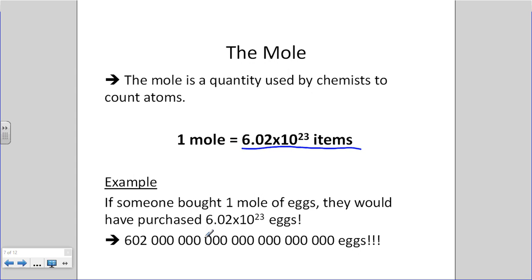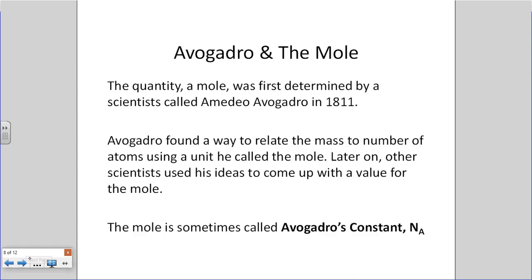If you were to buy 1 mole of eggs, that would mean you would have purchased 6.02 times 10 to the 23 eggs. Or if we expanded that all out, this is what it looks like here. That's a crazy amount of eggs. Now, obviously, eggs are a lot bigger than atoms, so using moles with eggs isn't really practical. But if we think back to our example with the iron in the needle, instead of writing out 80 quintillion atoms, we could use the mole to help us figure out how many items that might be and give us an easier number to look at.